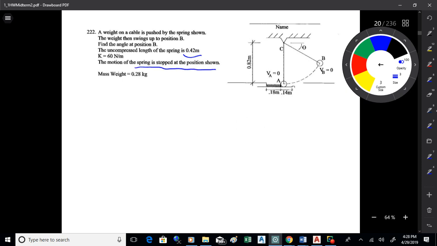So we've got a little stopper here, right there. So that spring is going to, after the ball is shot out, the spring will stop there, okay? So the maximum length of the spring is 0.32 meters. That's the length of the spring when the ball swings up to B. Okay, the mass is 0.28 kilograms. You can get the weight here.